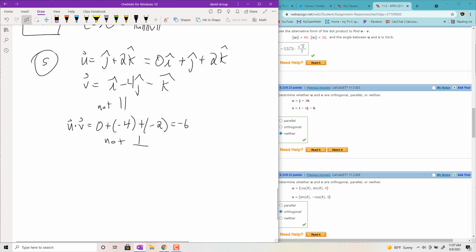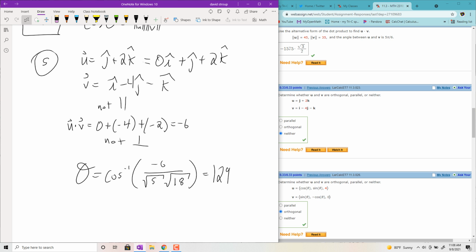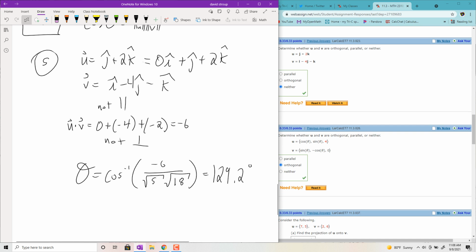So it must be neither. We could find the angle between the two by just taking cosine inverse of the dot product, which is negative 6, all over the magnitudes. So the magnitude of the first one is root 5, the magnitude of the second one, 1 plus 16 plus 1, is root 18. And if you were ambitious enough to put that into your calculator, you get 129.2 degrees. So definitely neither. What else do we have?